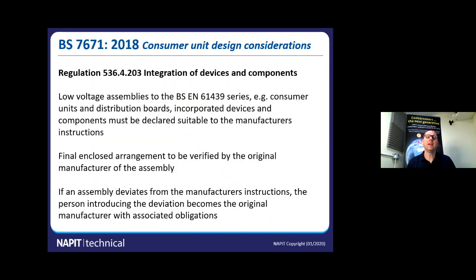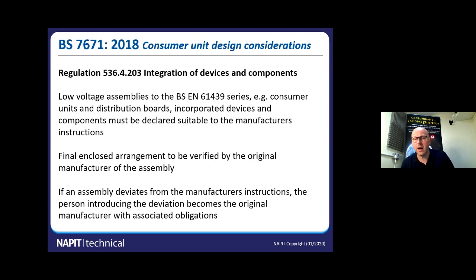Let's have a look at what it says. It says that low voltage assemblies to BS EN 61439 series, which are your consumer units and your distribution boards, the incorporated devices and components must be declared suitable by the manufacturer's instructions. So when a manufacturer puts an assembly together, he puts all the devices in there, and they put all of their thermocouples in there, and they measure all of the temperature, all of the heat watt losses, and they make sure that it's all working together and nothing's being overloaded or overheating, and then they can stamp it to this product standard that it is satisfactory.